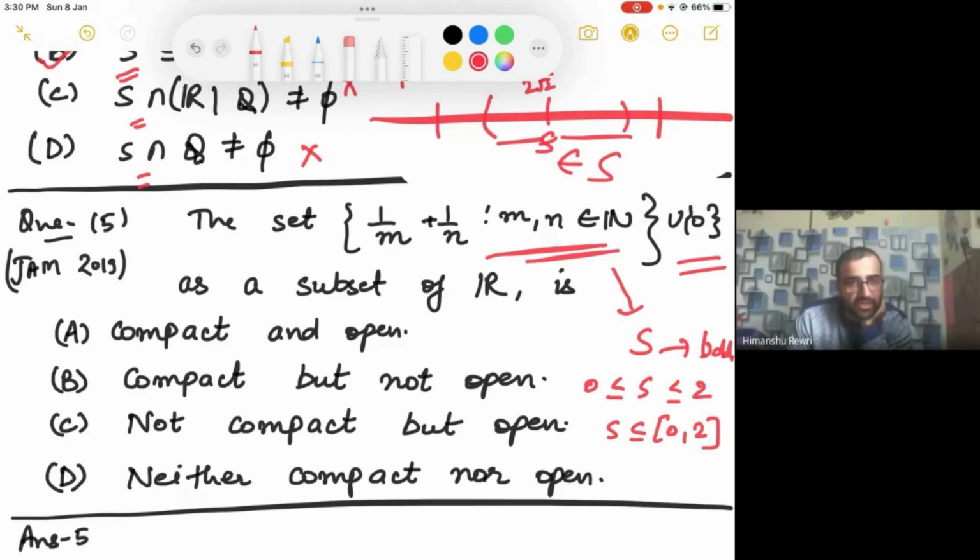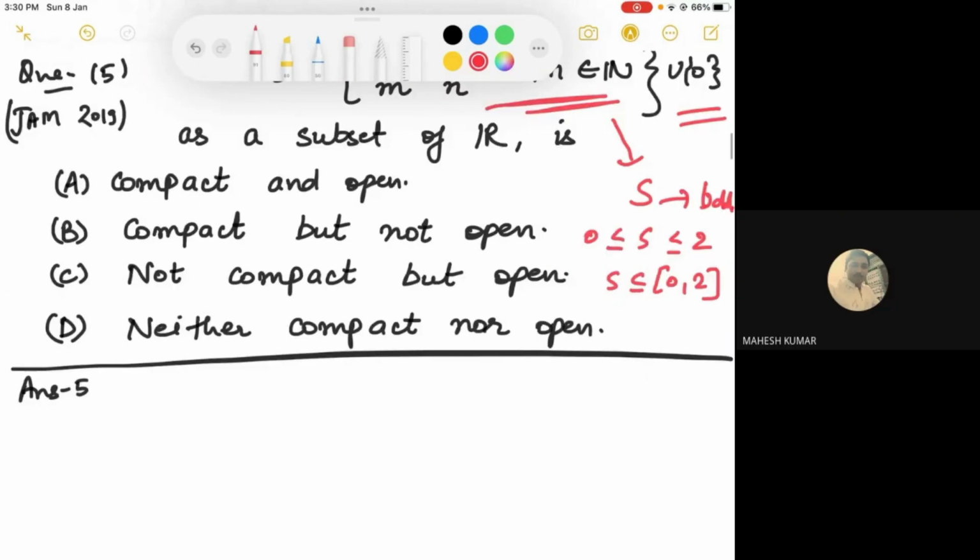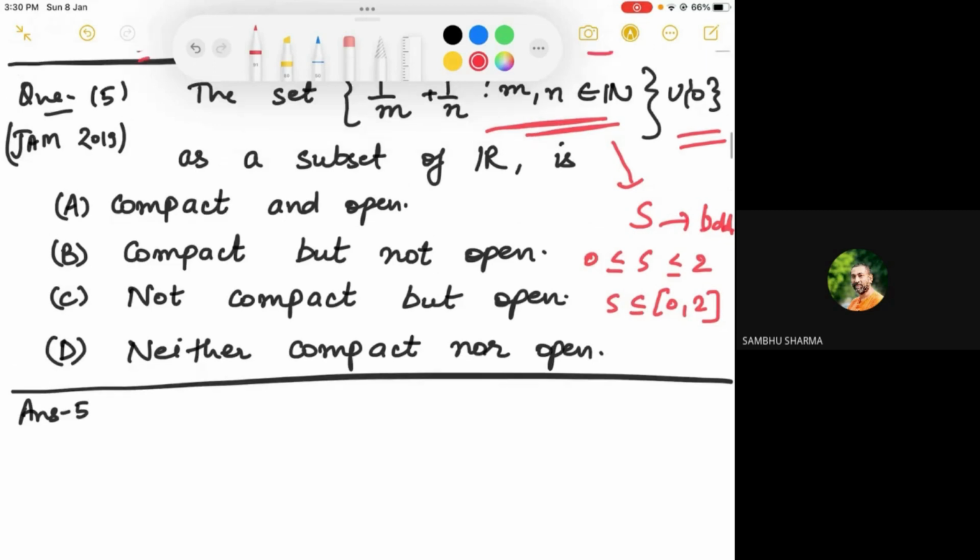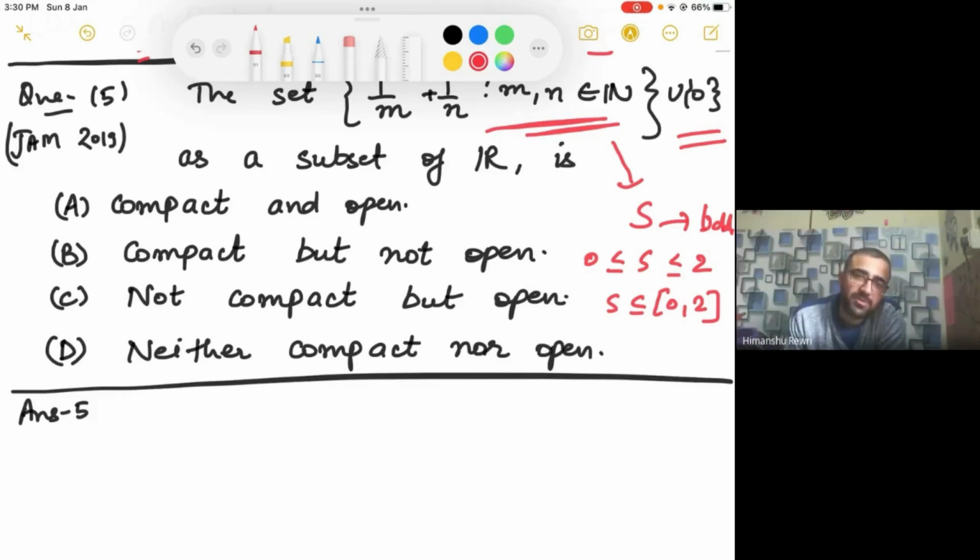Okay. So now for compactness, what you need to show? Closed and bounded. It is a countable set. So it is closed. Okay, what can you comment about the open? The set S, whether it is open or not?